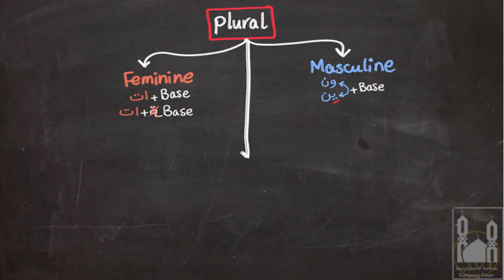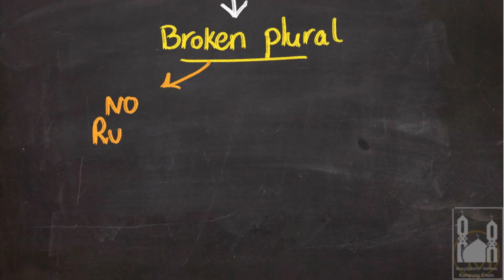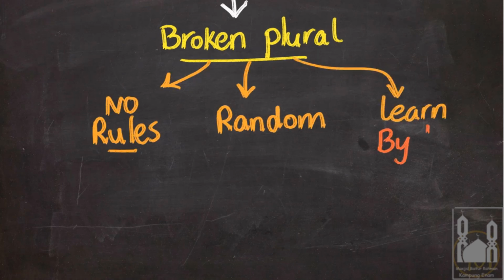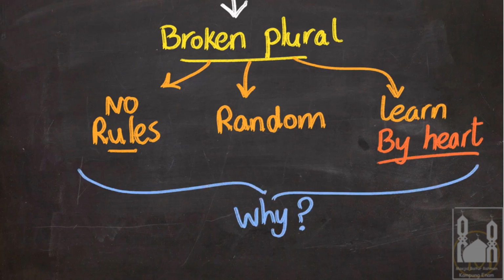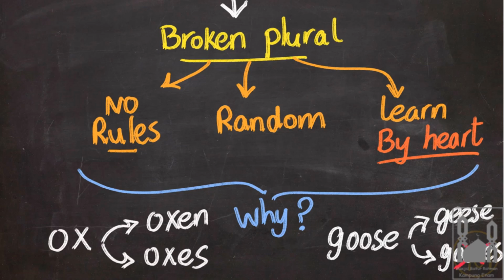Finally, there is one third type of the plural nouns, which is called the broken plurals. Broken plurals are plurals that do not follow any rules, and their formation is sometimes quite random. That's why the only way to deal with them is learning them by heart. And if you're wondering why they exist, well, you can compare it to the reason why the plural of goose in English is geese and not gooses, and that of ox is oxen and not oxes.